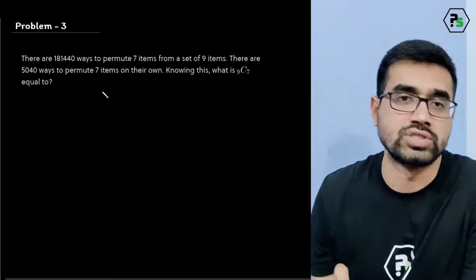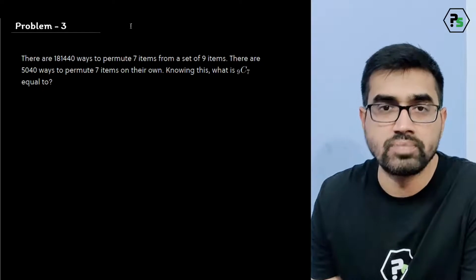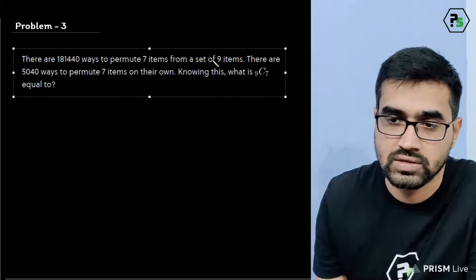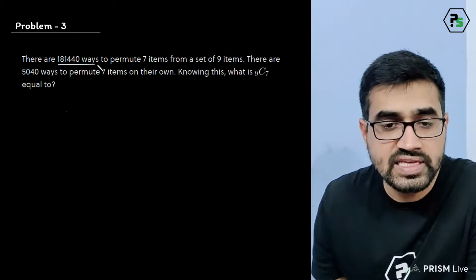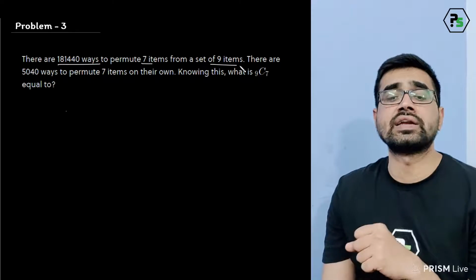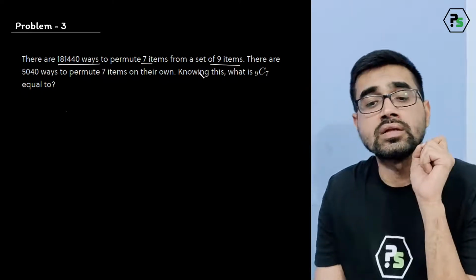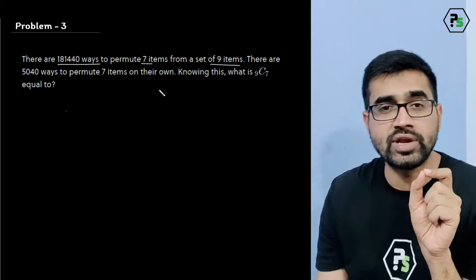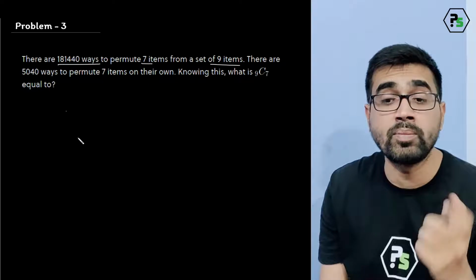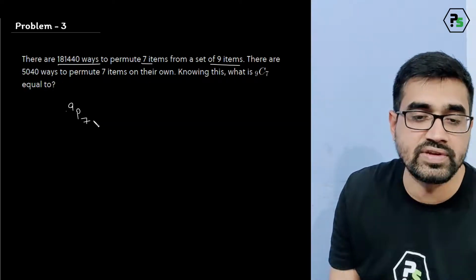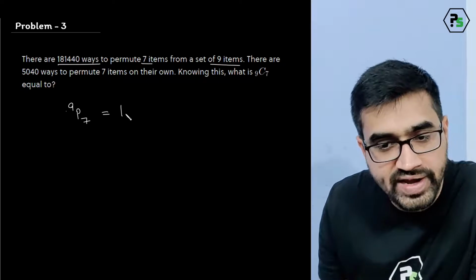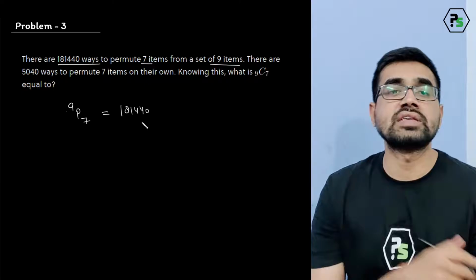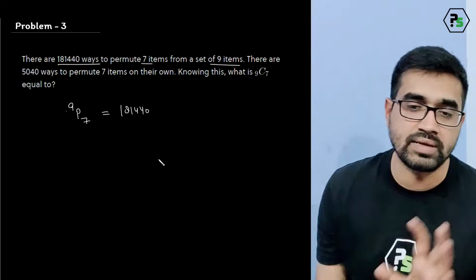This is a very simple question. Don't worry about the big numbers and all. It's basically just telling us to use the formula that we have studied. So we know that there are these many ways to permute 7 items from a set of 9 items. When you are arranging, in how many places? 7 places. Permutation is happening with how many items? 7 items. From what pool? From a 9 items pool. So basically this is 9P7. If you simplify it, it will still be 9P7. You get it? So 9P7 is 181440. It has to be the same thing.